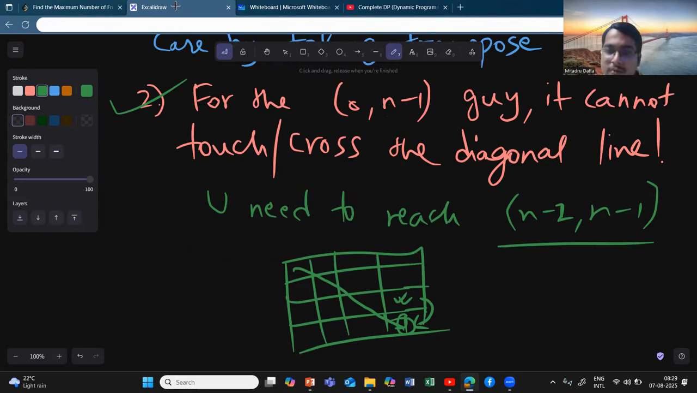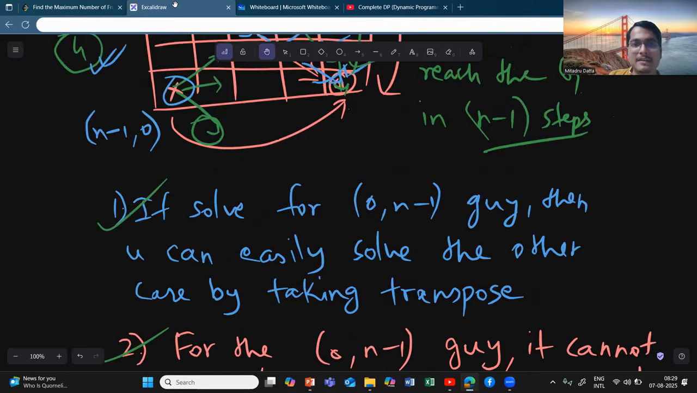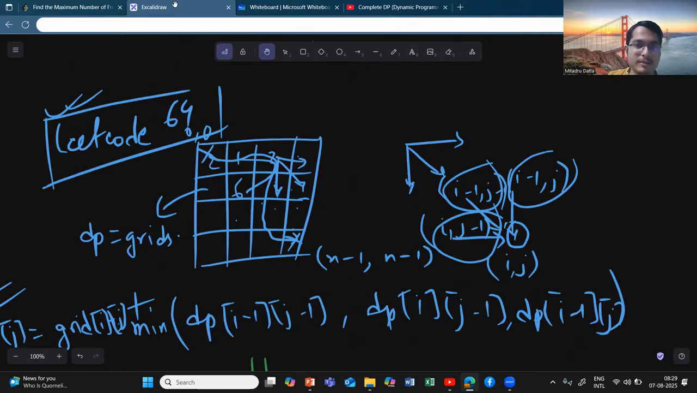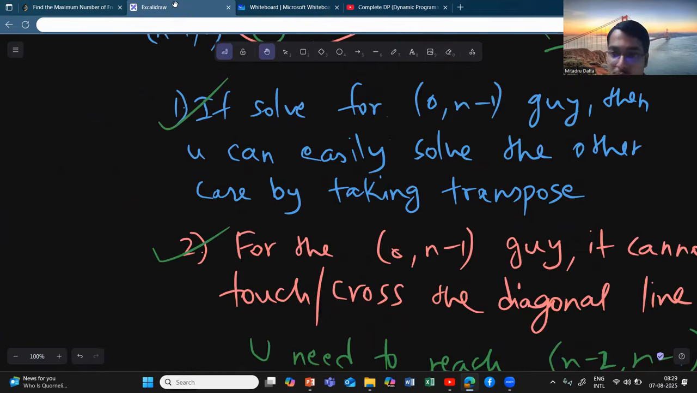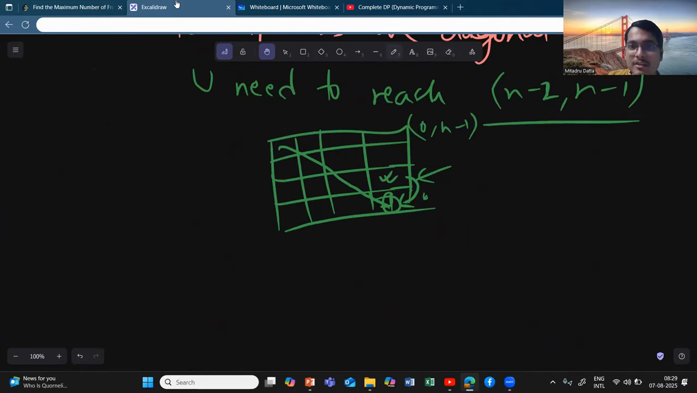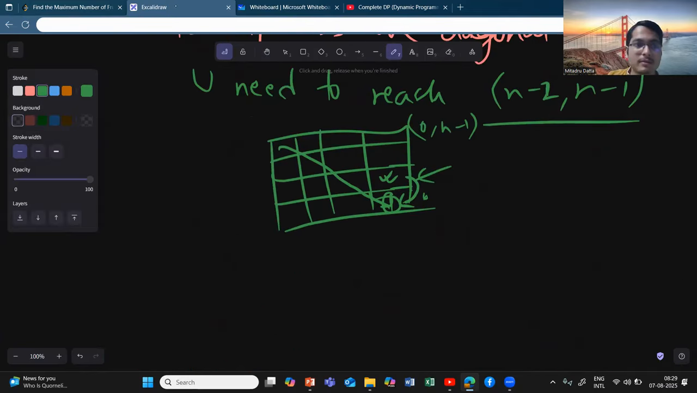So instead of trying to reach this, I will just focus that this 0 comma n minus 1 guy is trying to reach this cell, okay. So it is trying to reach this cell, and as I had done something in this Leetcode 64, I will do a similar thing here. I will ask you what are the possible choices, okay.